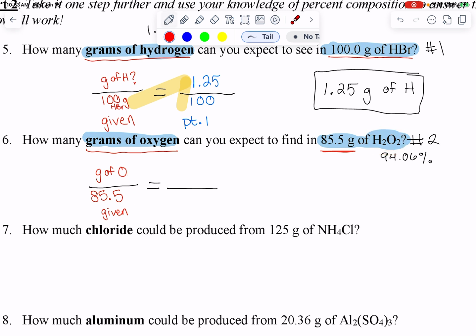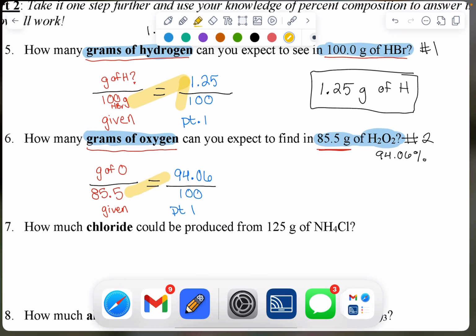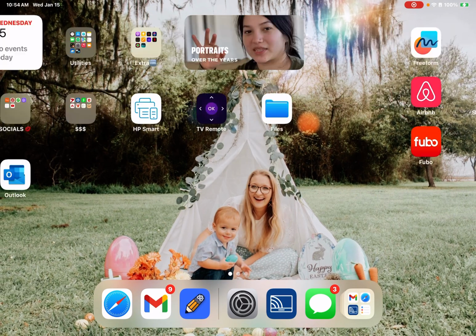And then the second part is what we have from part 1. And I know from part 1, 94.06 out of 100% is oxygen. So now let's go ahead and cross multiply 85.5 times 94.06. And to show y'all how I do this, let me pull up my calculator.